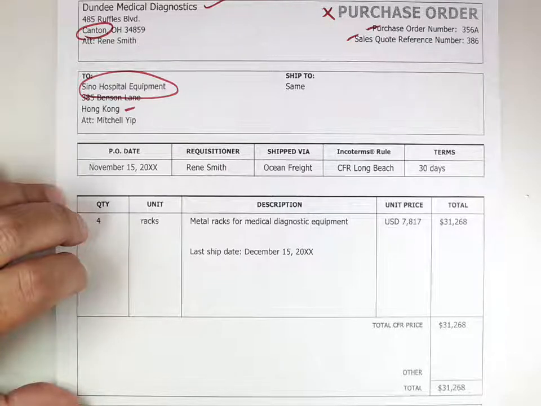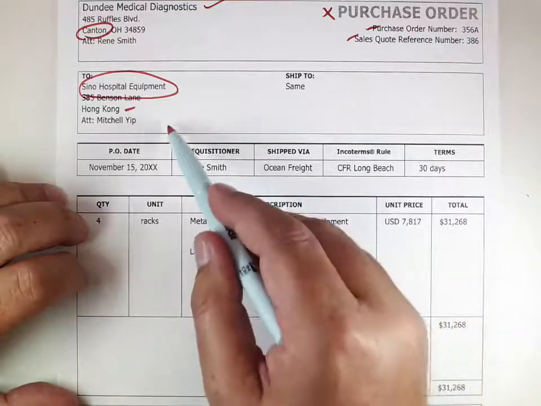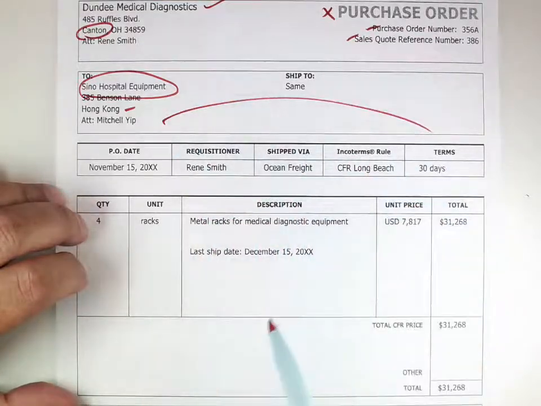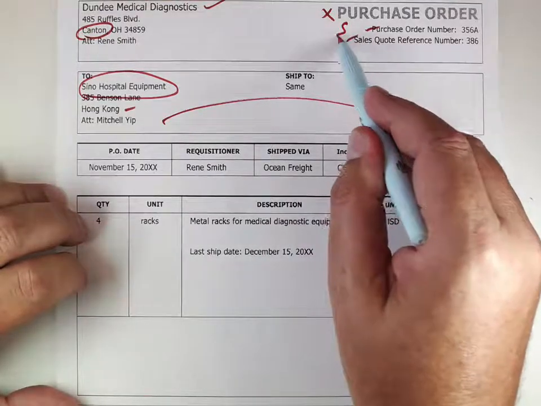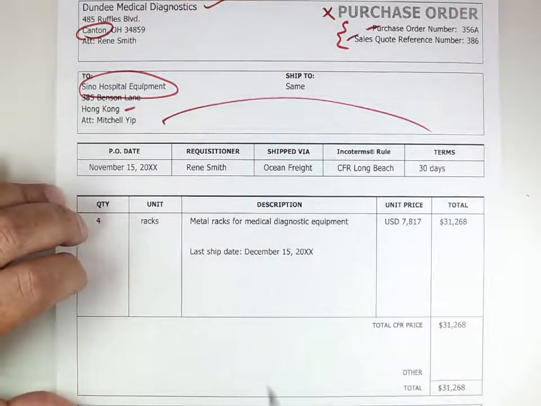So they can go back and say, we don't remember this quotation. We make hundreds of them a month. They can go back and check and find out what it was, and if all of this information, everything here from below, is indeed consistent. So some good cross-referencing practices right from the beginning. So our seller is the company in Hong Kong.